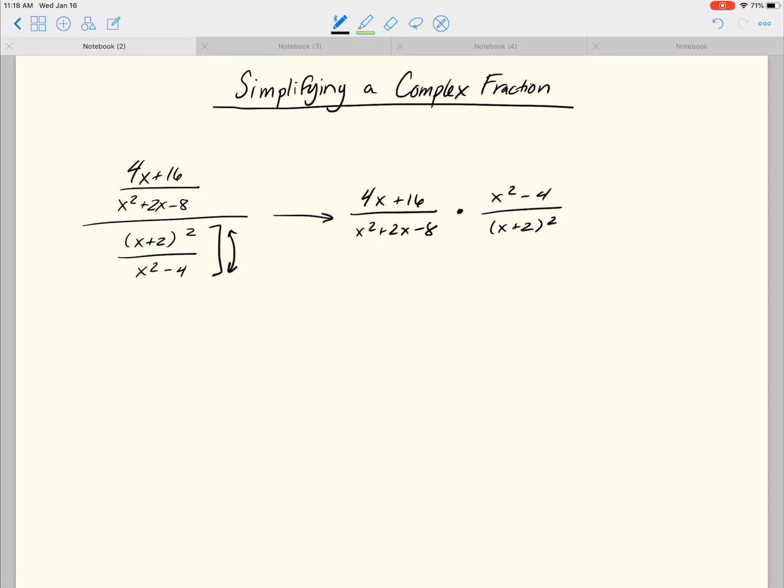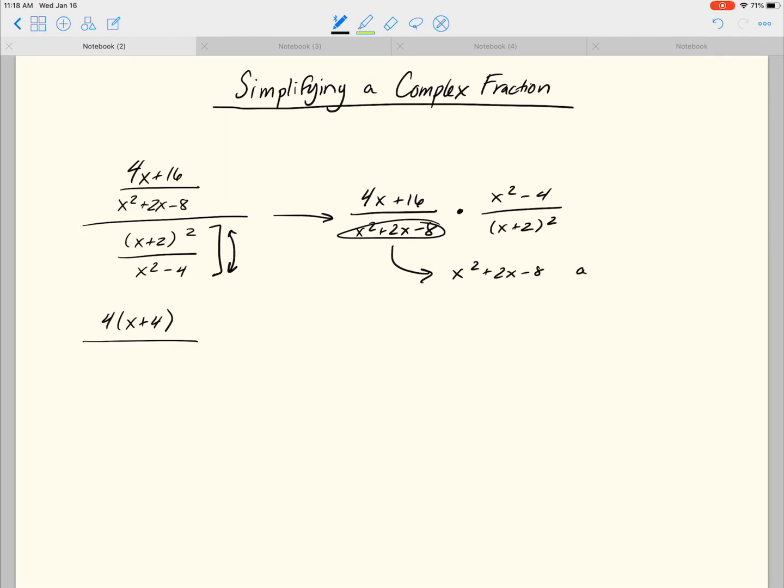So if I look at 4x plus 16, I can take a 4 out of both of those terms. So I'll be left with 4 times x plus 4. And on the bottom half, x squared plus 2x minus 8, we can factor that. I'm going to rewrite this over here real quick just so it's a little bit neater.